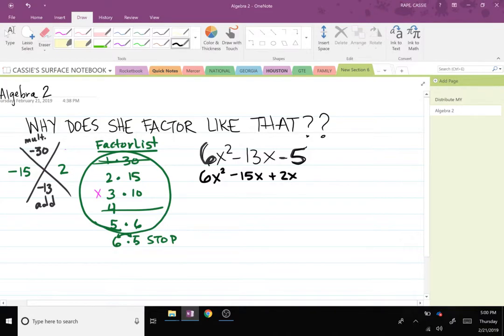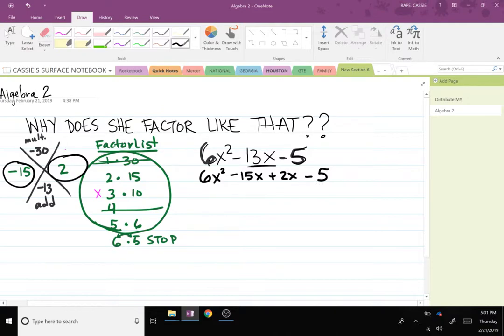And where did I choose them? I chose them from right there. 6x squared minus 15x plus 2x. -15x plus 2x is exactly the same thing as -13x. I have not changed this expression that I was given. And then I do the -5.